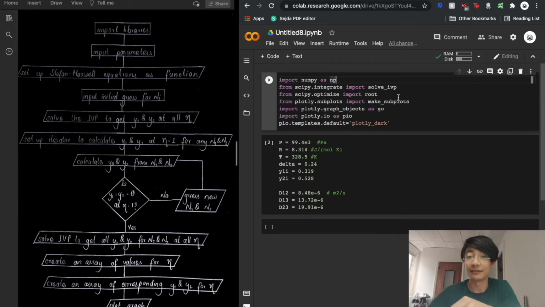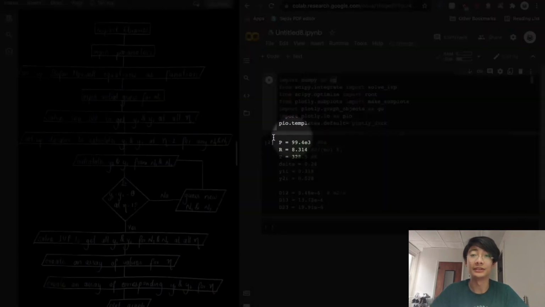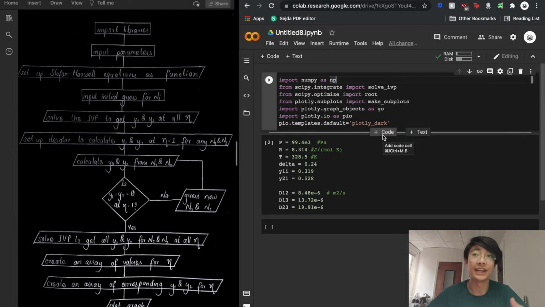The line immediately after that helps us change the theme of the graph, and we're going to make it a dark theme because it matches well with the rest of the aesthetics of the whole Google Colab. Once everything's been imported, we put down all the input parameters.